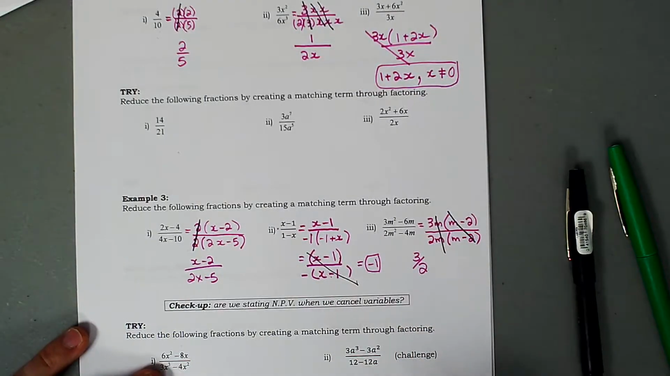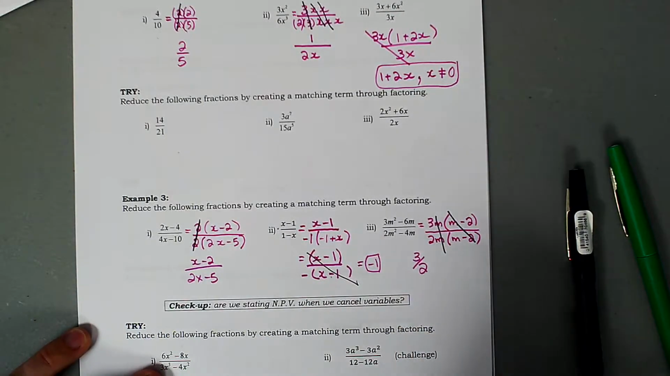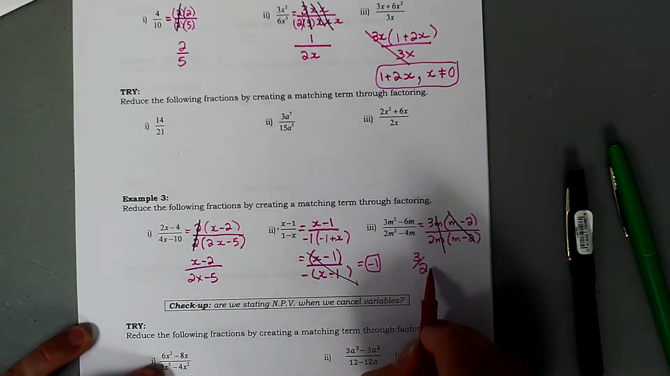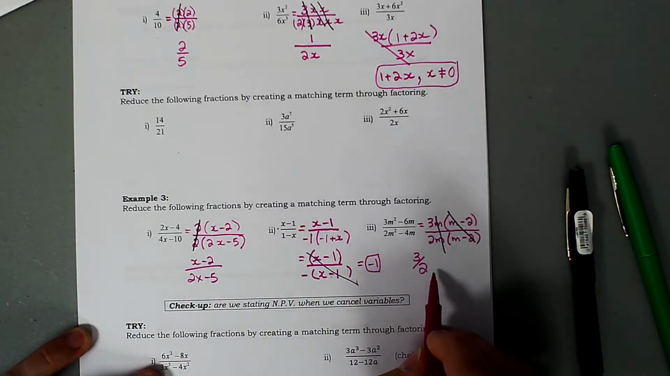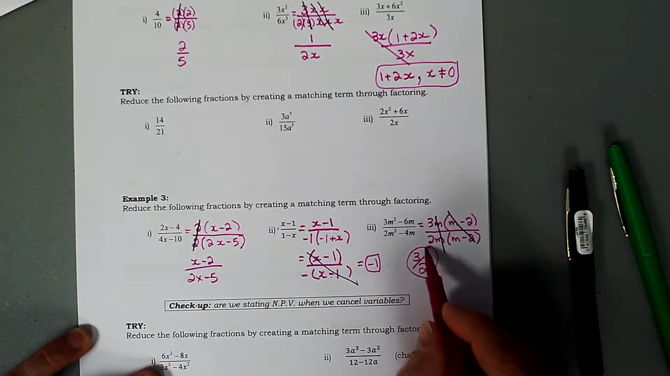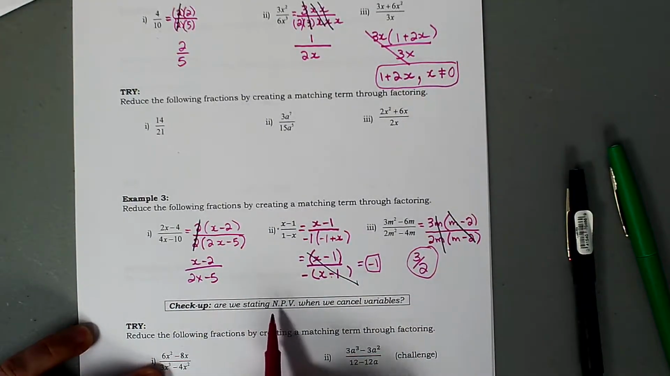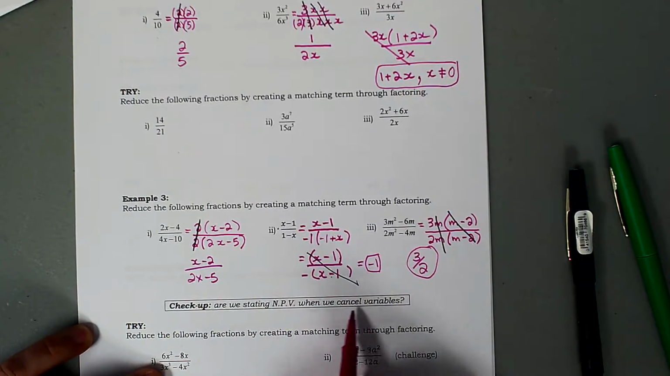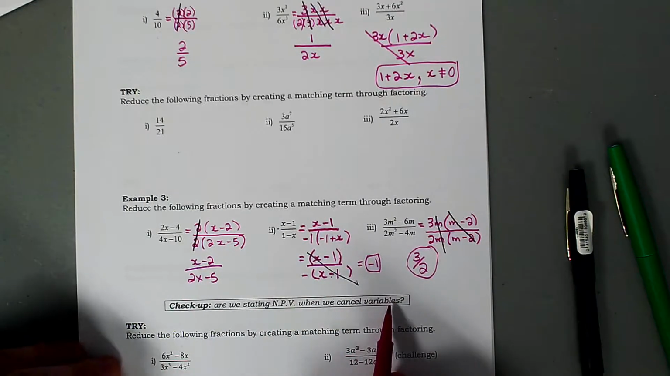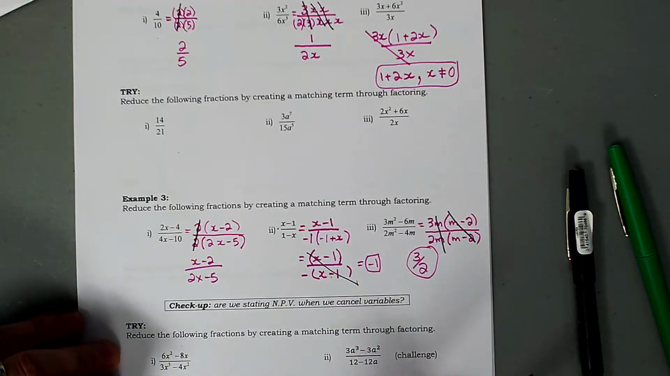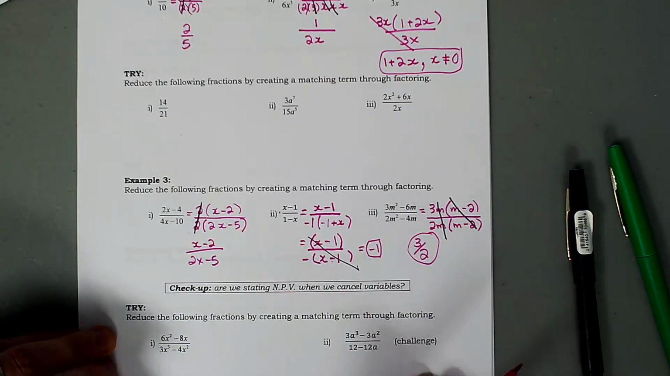A good question to dialogue with someone is, do we need to state a non-permissible value now? Is m allowed to be anything? Is there even an m? As a reminder, are we stating those non-permissible values when we cancel variables? Be sure you state restrictions if you cancel out some letters.